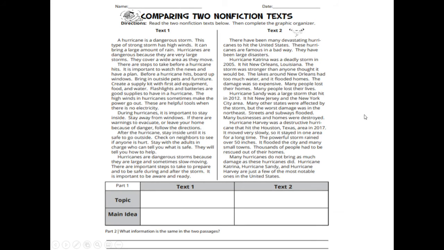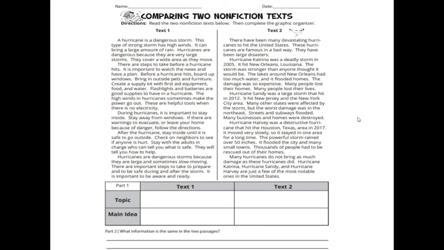Text 1. A hurricane is a dangerous storm. This type of strong storm has high winds. It can bring a large amount of rain. Hurricanes are dangerous because they are very large storms. They cover a wide area as they move. There are steps to take before a hurricane hits. It is important to watch the news and have a plan.